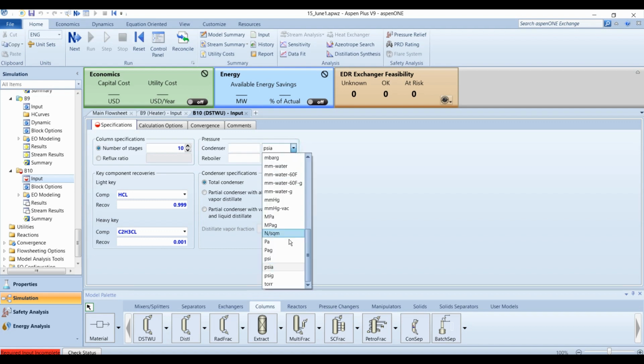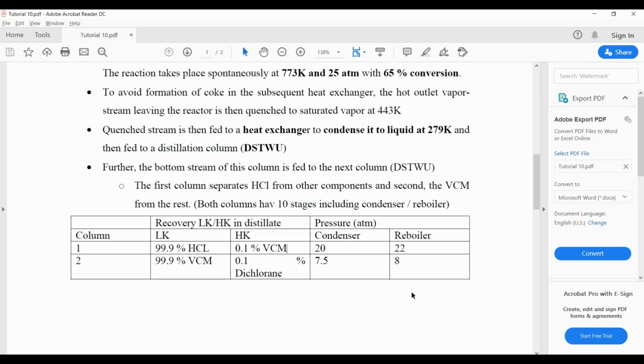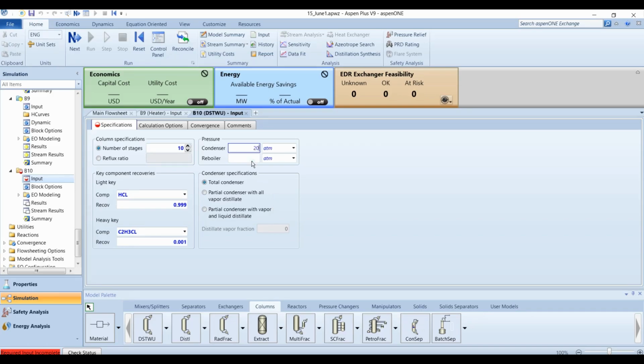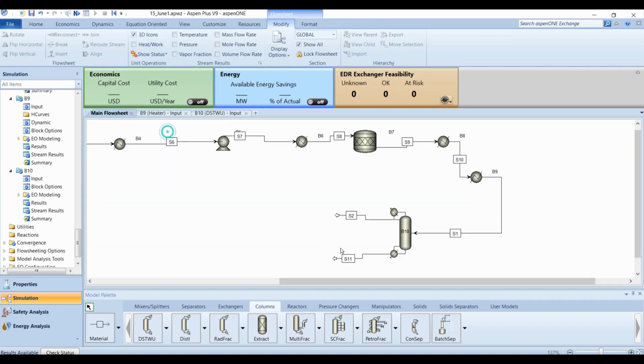So I will convert it first of all to atmosphere. This was also converted to atmosphere. Condenser 20 atmosphere, and the reboiler is 22 atmospheric pressure. I will run it. This is completed, fine. Now the next distillation column.